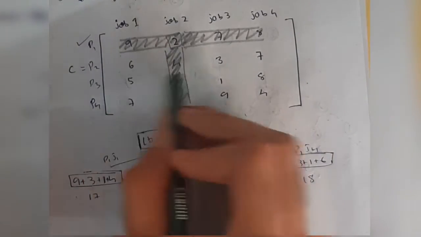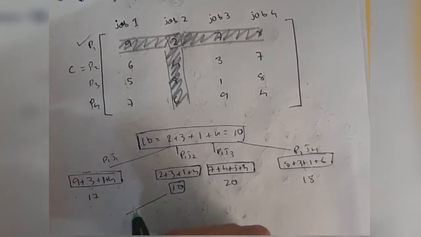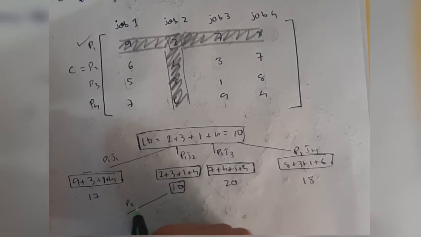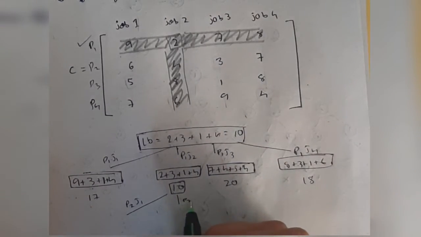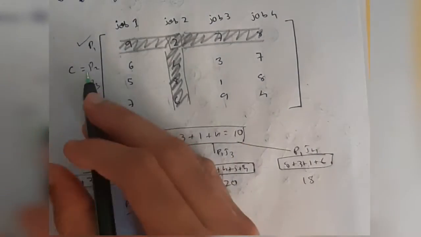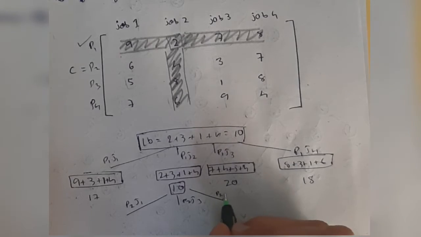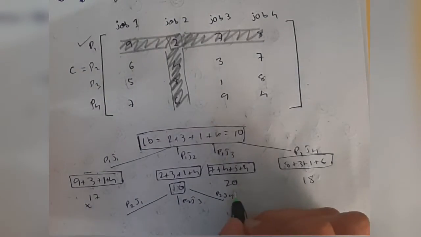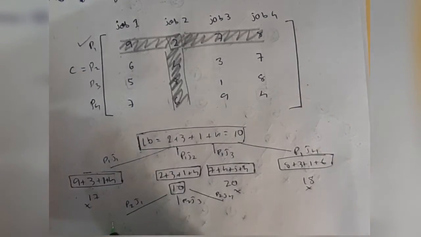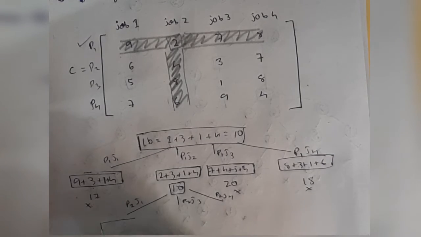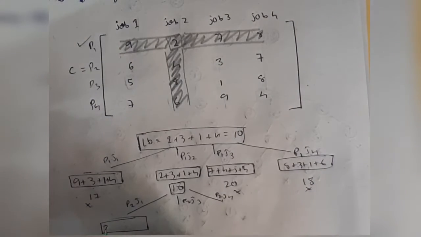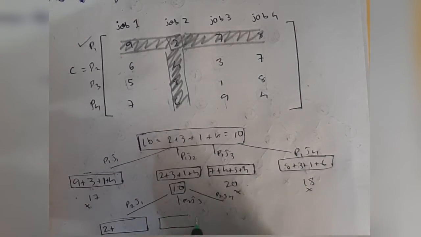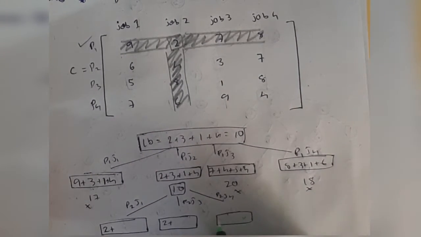P2 can perform either 6, 3, or 7. So three possibilities: P2J1, second possibility is P2J3, and third possibility is P2J4. So you mark this as X here. Now we'll be focusing on these three possibilities. In all of these, 2 will be the first one, since 2 is assigned, the total sum will be starting from 2 plus. Here also 2 plus, and here also 2 plus.